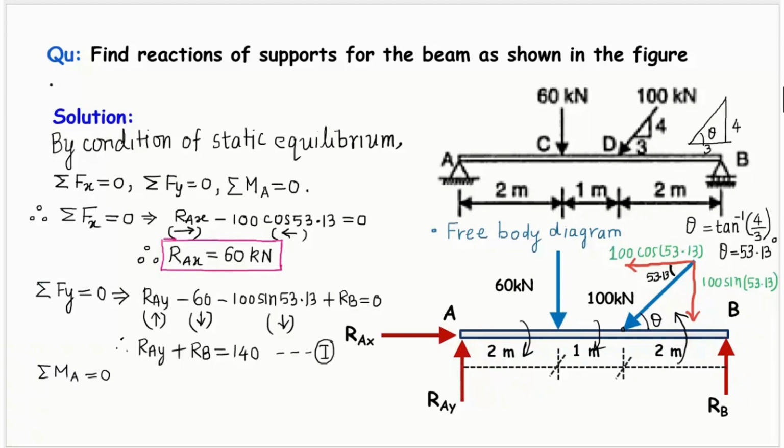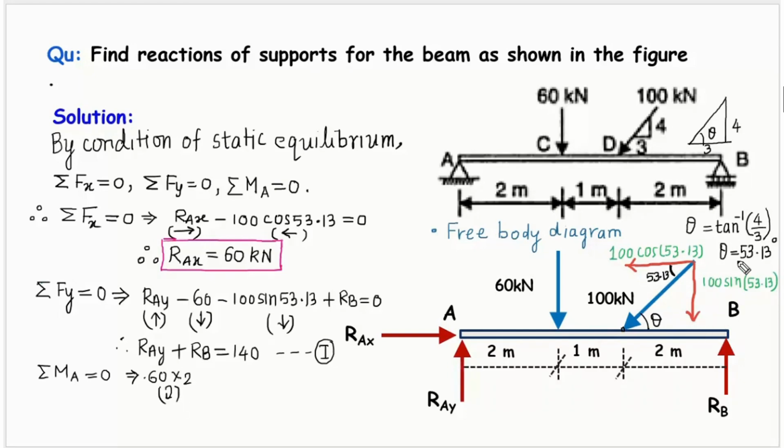So let's do it. How can we calculate? So RAY will not cause any moment. RAX will also not cause any moment, because they are acting at the same point A. This 60 kilonewton will rotate the beam in the clockwise sense. So I'm going to write plus 60 into 2. It is plus because it is clockwise.